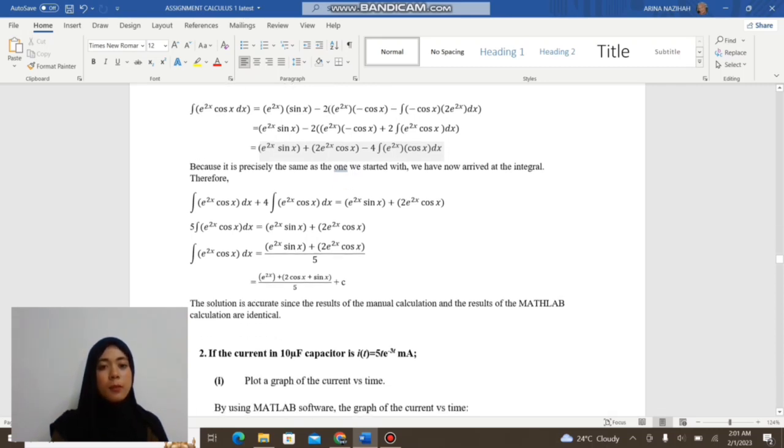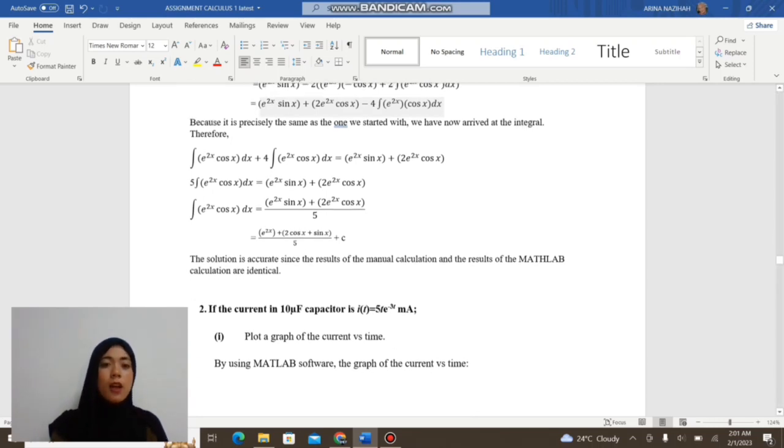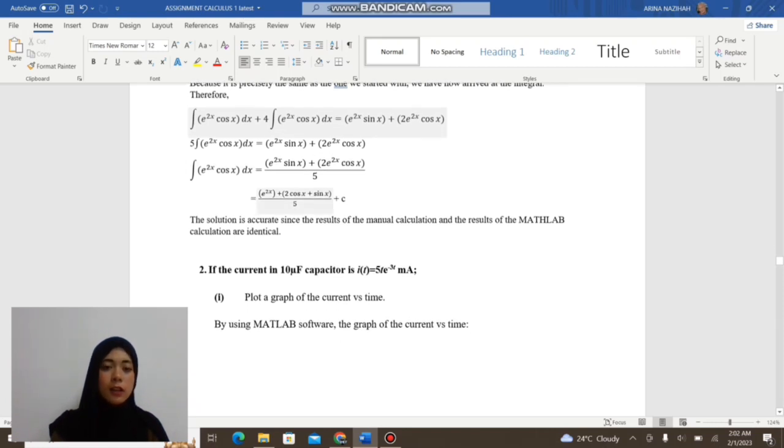Because it is precisely the same as the integral we started with, we have now arrived back at the original integral. Therefore, the integral of e to the power of 2x cos x dx plus 4 times the integral of e to the power of 2x cos x dx equals e to the power of 2x times sin x plus 2e to the power of 2x times cos x. So the final answer we get is (e to the power of 2x)(2 cos x plus sin x) over 5 plus c.